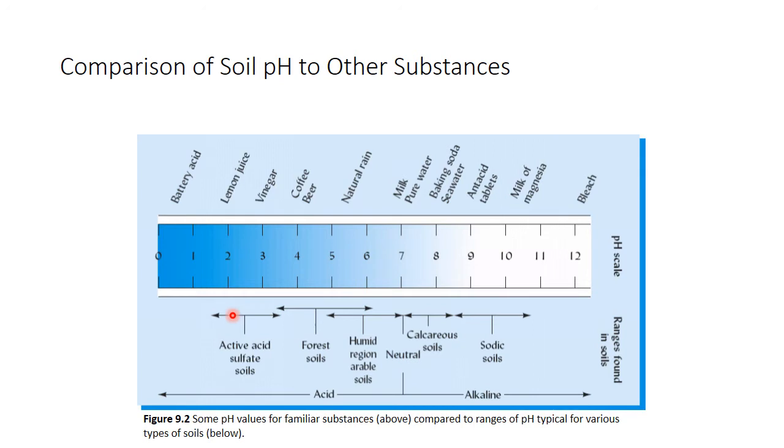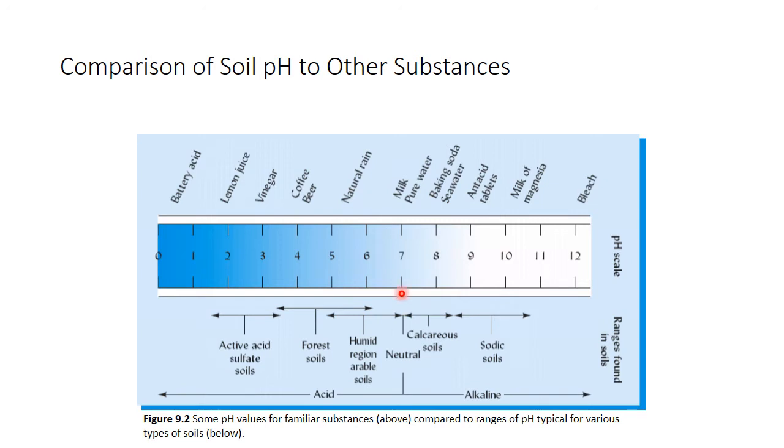We don't really have soils that get that low in pH, but we do have soils that can get close to that, around the pH of lemon juice, which is a pH of 2. This would be what we call active acid sulfate soils. These are where we have reduced sulfur that becomes oxidized, produces sulfuric acid, and the result is a very low pH. Vinegar is a little less acidic at a pH of 3. Once we get into coffee and beer, we have a pH of around 3.5 to 6, and that would be about what we would expect for forest soils.